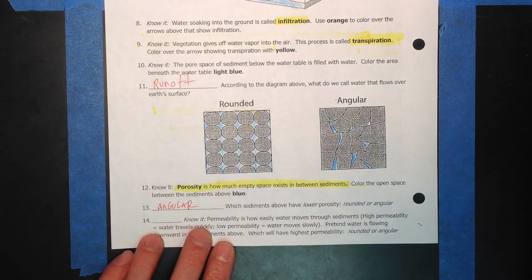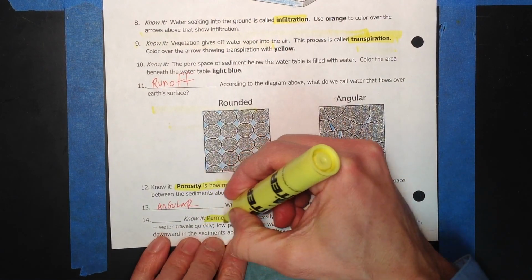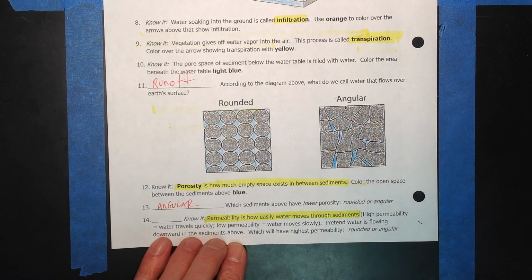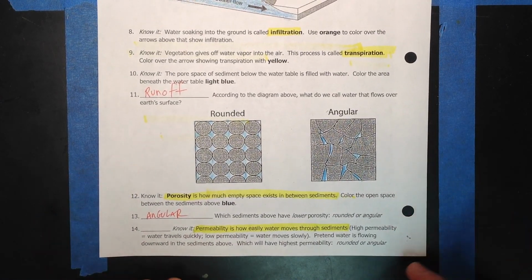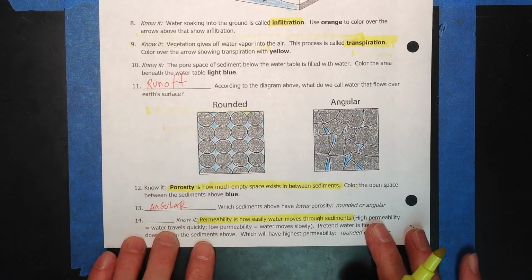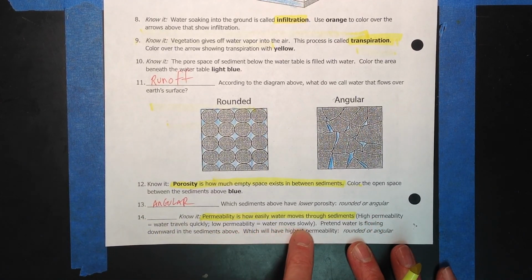14. Know it. Permeability is how easily water flows through sediments. That's important. High permeability equals water travels quickly. If it has low permeability, water moves slowly or with more difficulty.